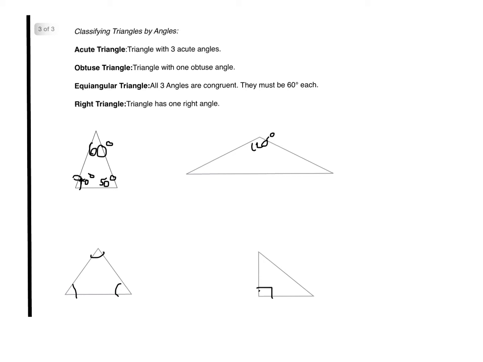So down here, we're going to classify the triangles. On the first one right here, we have 60 degrees up here, we have 70 degrees here, and we have 50 degrees here. Now those are all under 90 degrees, so there are three acute angles. Because of that, we know this is an acute triangle.